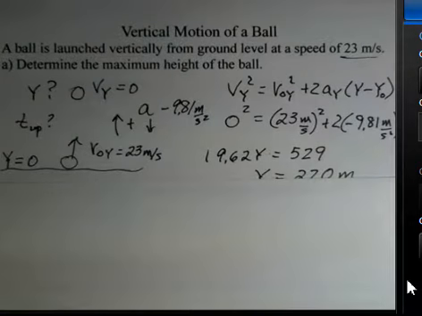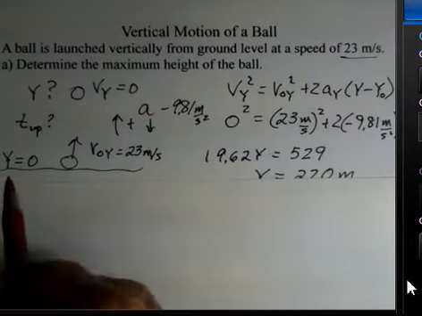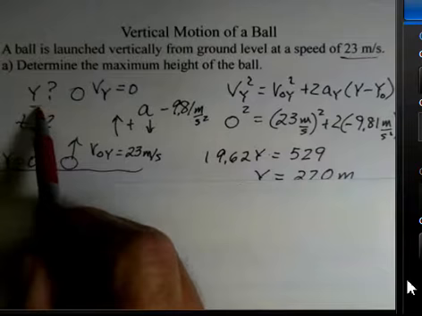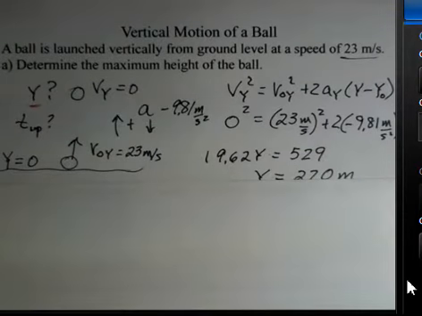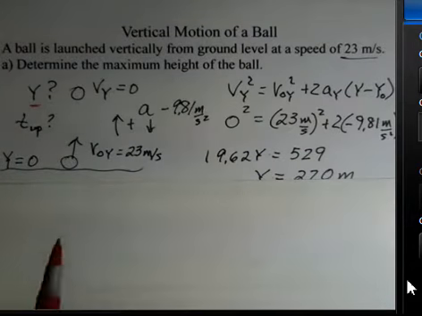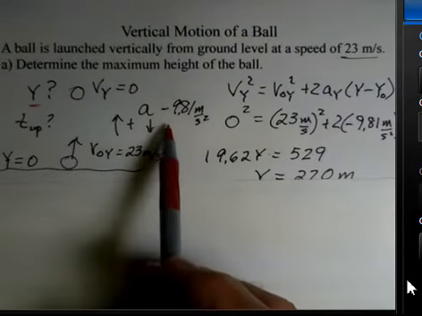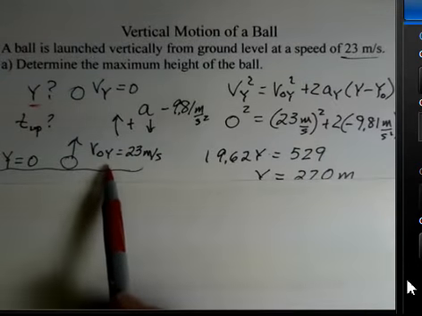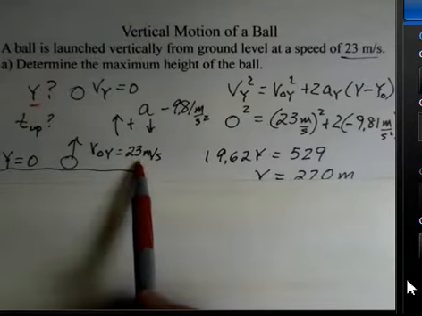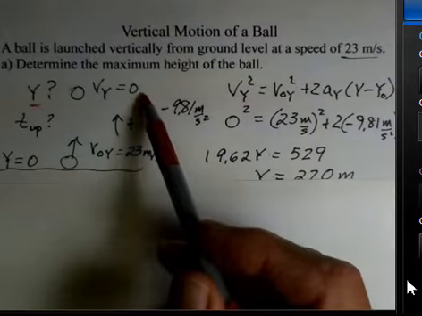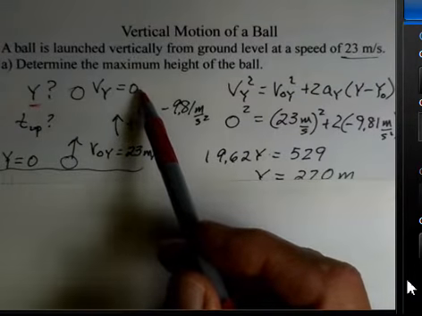The ball starts at ground level. We're going to call that y equals 0. It's at its maximum height here. We want to know what's the value of y. That'll be our maximum height variable. We do not know the time to go up to this maximum height. It's near the Earth, so we know the acceleration is minus 9.81 meters per second squared. Here's our original velocity in the y direction, 23 meters per second. When it's gone as high as it is going to go, it's temporarily at rest. For an instant, it's at rest.